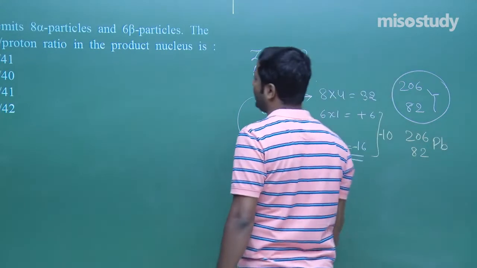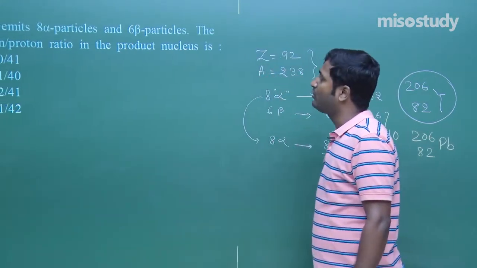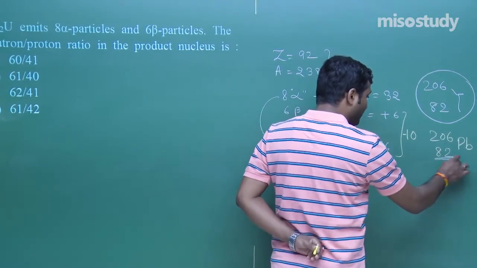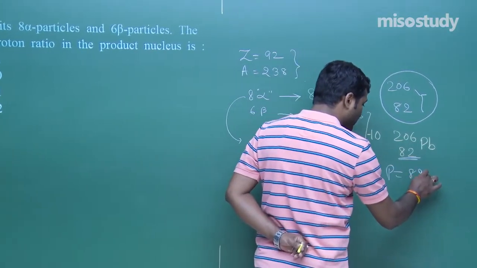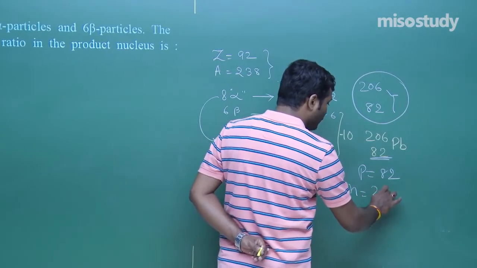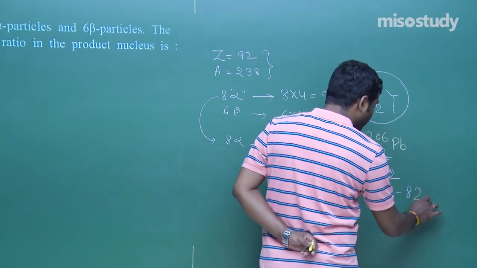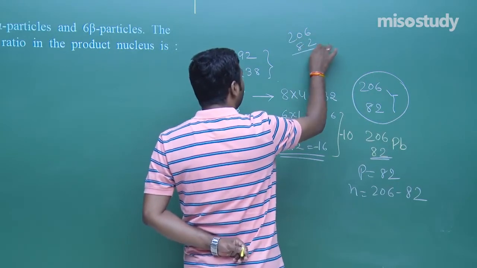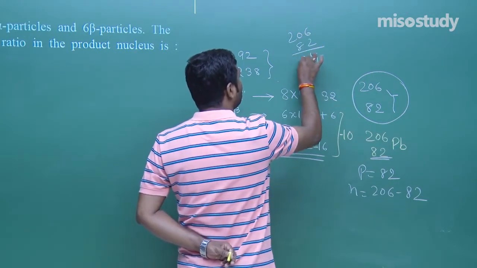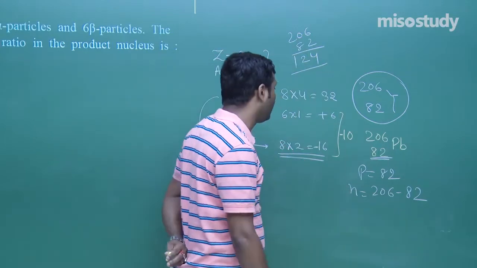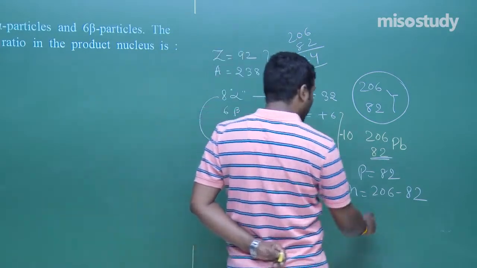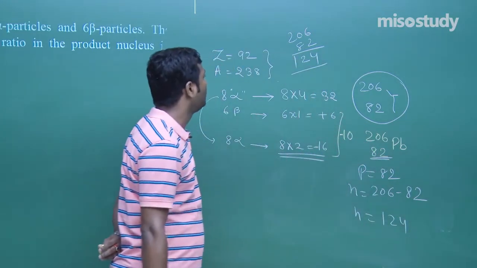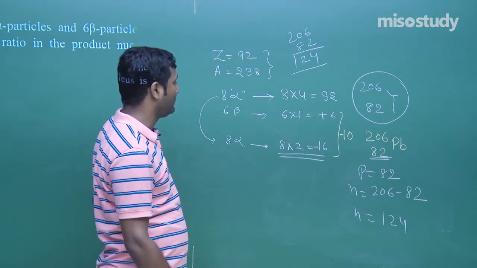Lead 206, 82, my friend. Now the given, the neutron proton ratio in the product nucleus. As we know, number of protons is 82, number of neutrons is 206 minus 82, and that is 124. Am I right? Yes, sir. So N is equal to 124.